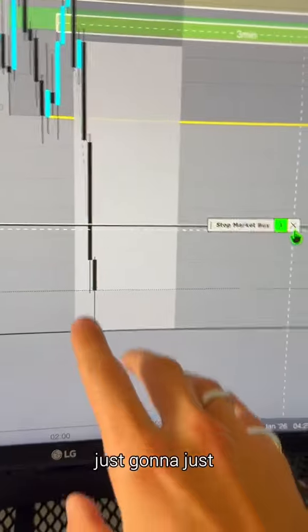Currently running about $850. Now, I don't quite know what's happened. TopStep has just frozen. It's literally stuck. All right, screw it. I'm just going to close the trade. Bro, it's still not moving. But we got the trade.